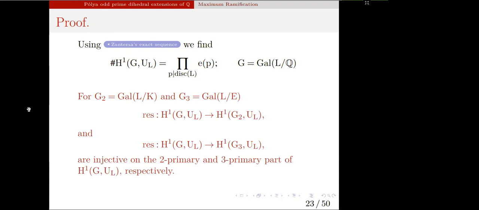parts of the cohomology group, we conclude that the order of H1 of G would be a divisor of the order of H1 of G2 times the order of H1 of G3. So for finding an upper bound on the order of this term, we can find an upper bound on the order of H1 of G2 and G3.